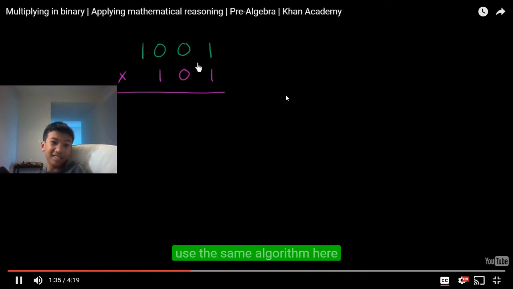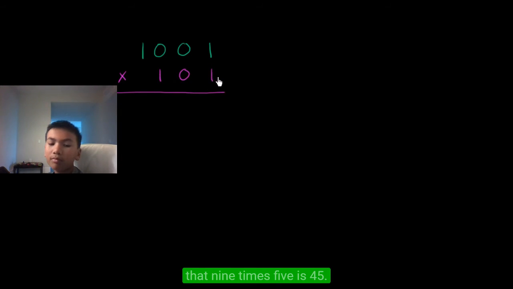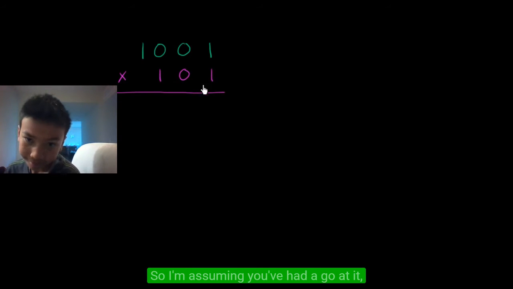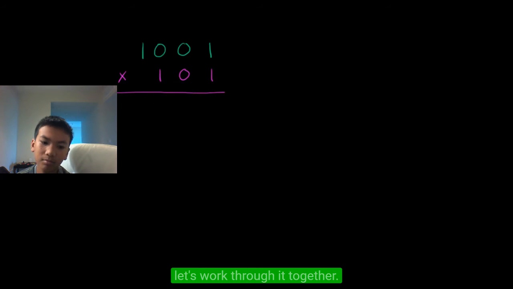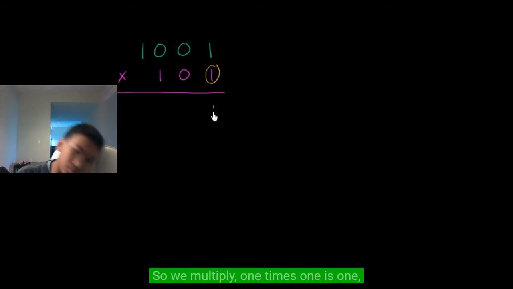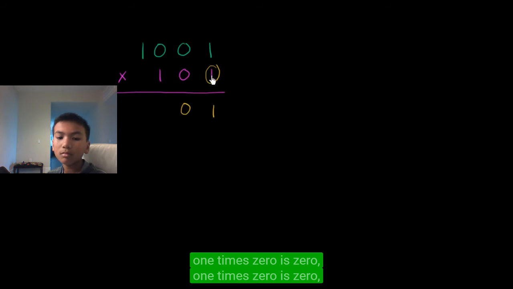Use the same algorithm here, and let's see if we actually do get that 9 times 5 is 45. So I'm assuming you've had a go at it. Let's work through it together. So let's start right over here in the ones place. We multiply 1 times 1 is 1. 1 times 0 is 0. 1 times 0 is 0. 1 times 1 is 1.